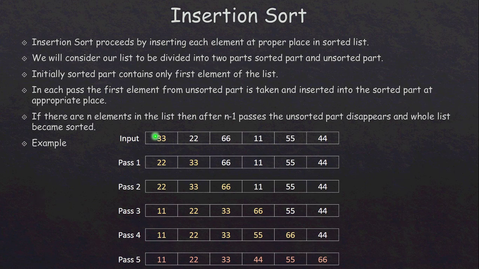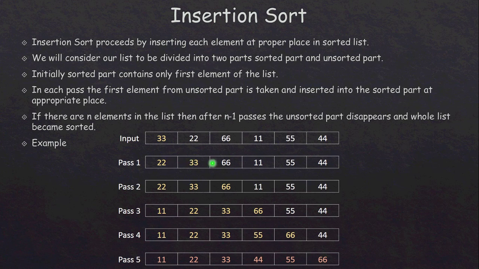So here I have an input of 6 elements, which is an unsorted array. Initially I will consider this 33 in the sorted part and the remaining elements in the unsorted part. In the first pass I will take 22 and insert it at the appropriate place. So I will insert 22 before 33. So now 22 and 33 are in the sorted list.